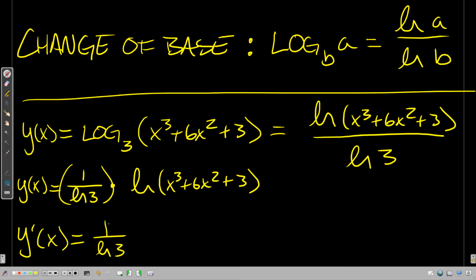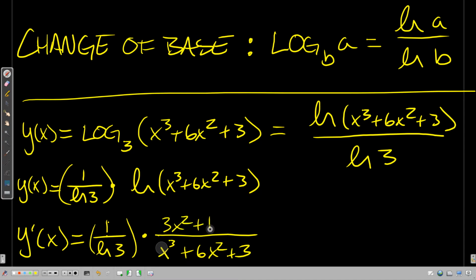You keep your constant. It's just a constant. It comes out front. There's my constant. It's a constant times what? The derivative of this guy. And you know how to do the derivative of that guy because we've been doing it over and over. X cubed plus 6x squared plus 3 in the bottom, and in the top is the derivative of the thing I just wrote, 3x squared plus 12x.